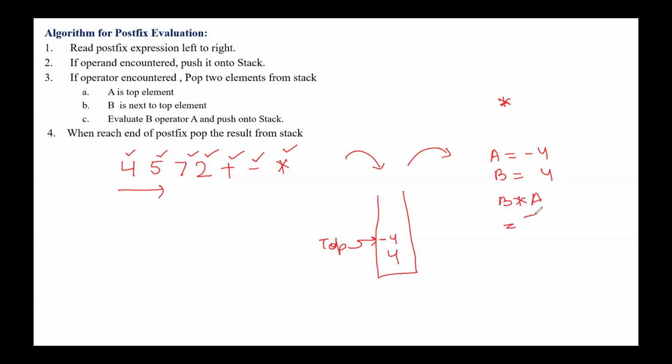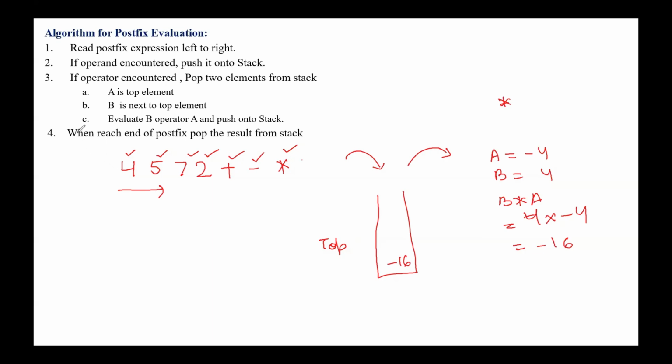So what is the value? 4 into minus 4, so it is minus 16. Whatever the result, we evaluate the operator and push the result onto the stack. Once evaluation is done, we have to push it onto the stack. So after popping the top two elements, we push minus 16.